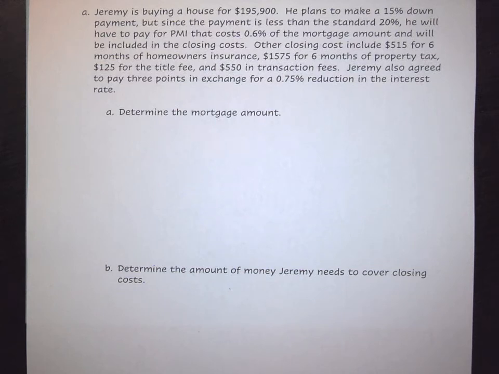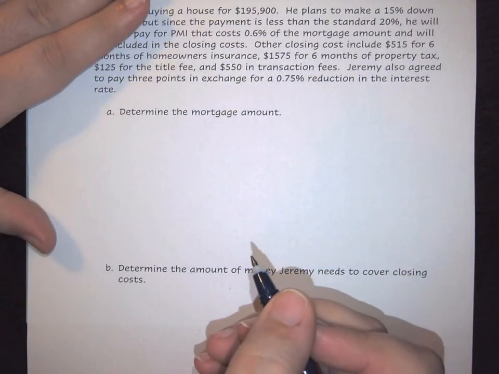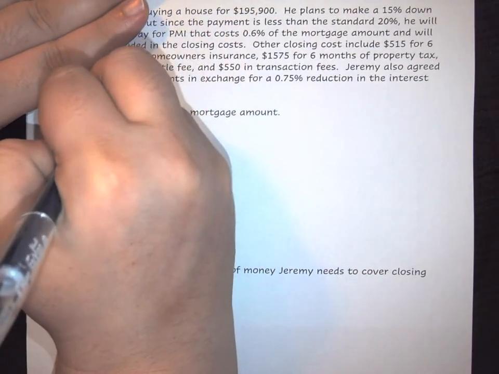So the first part wants you to determine the mortgage. Determining the mortgage is simply determining the cost of the house. Okay, so the first thing that we have to look at is you're doing a down payment.